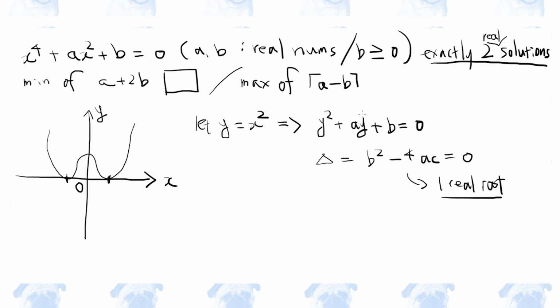b is the coefficient of y, so a squared minus 4 times a is the coefficient of x squared, so 1, and c, in this case, is b. So a squared minus 4b must equal 0. Therefore, b must be a squared over 4.